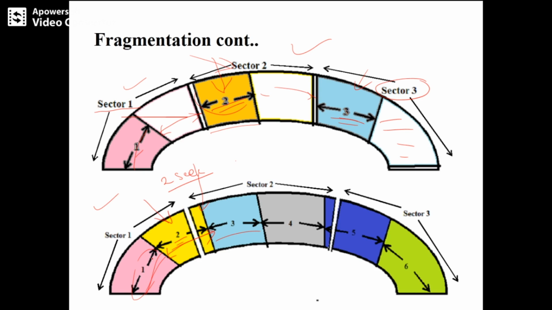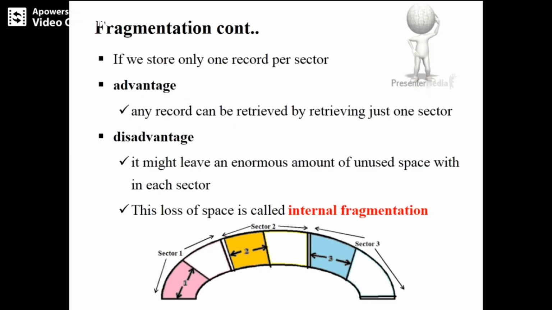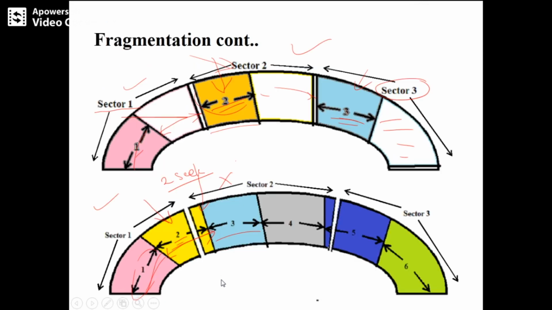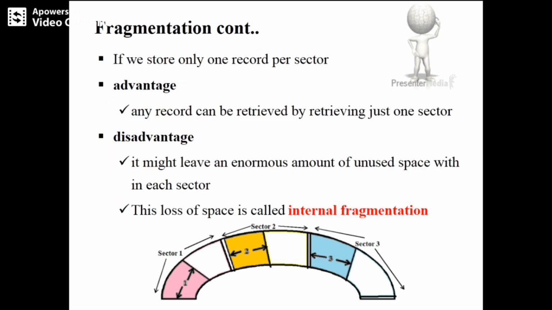Sometimes it will be good because there is no wastage of space. But if you consider the number of seeks, this type of organization is bad. So those are the advantages and disadvantages of this particular type of organization. The loss of space, as I told you, is called internal fragmentation.